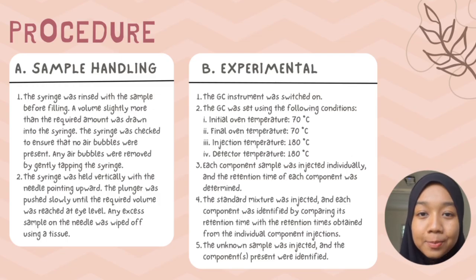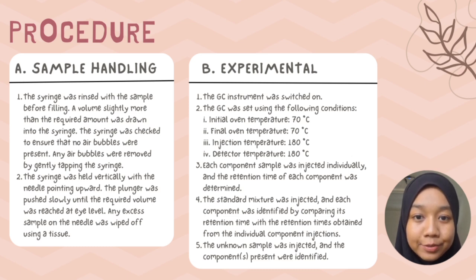Now we will look at the procedure. The first one is sample handling. The sample was first prepared by rinsing the syringe and drawing a volume slightly more than required. The syringe was checked for air bubbles, which were removed by gently tapping, and the plunger was pushed to the required volume at eye level. Any excess sample on the needle was wiped off with a tissue.